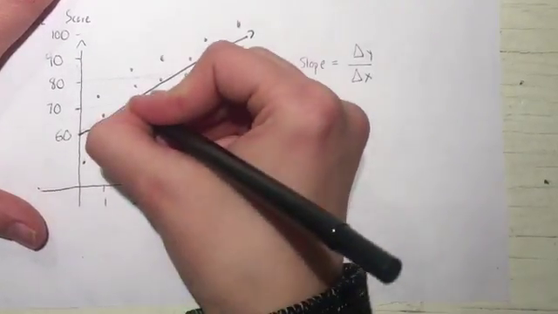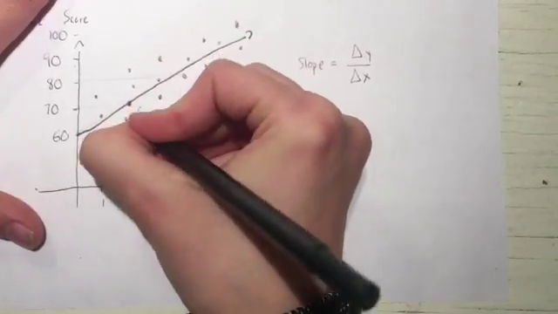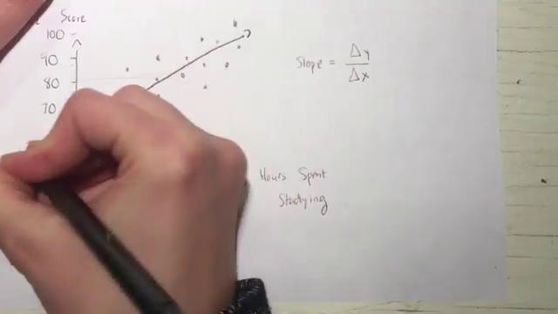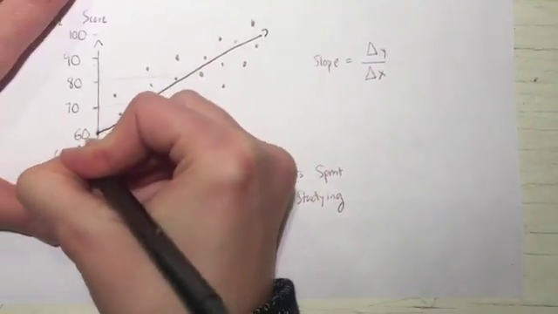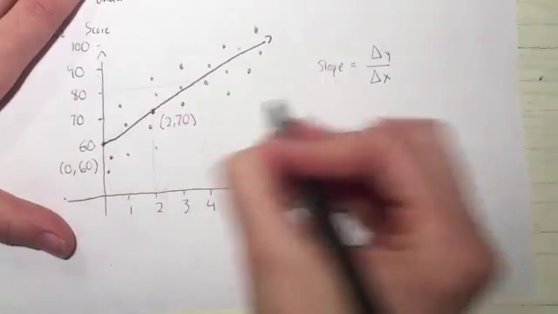So I'm going to choose this point. This point looks to be around 2, 70. And this point at 0, 60. And I'm going to try to find the slope.